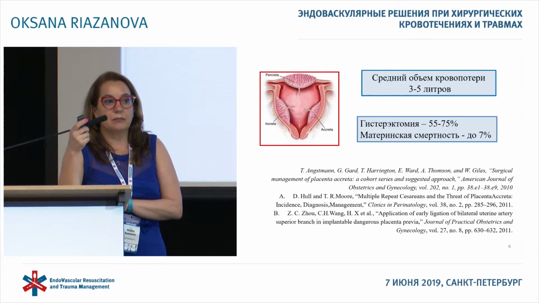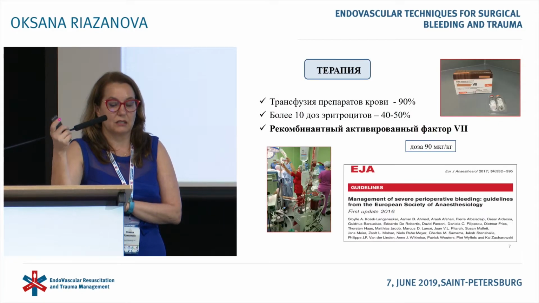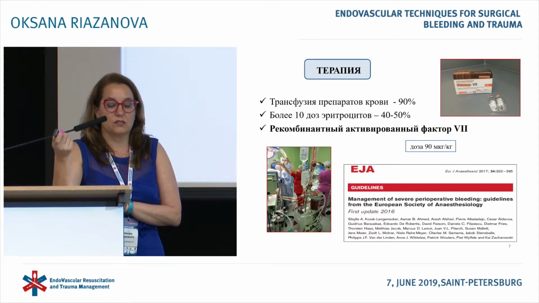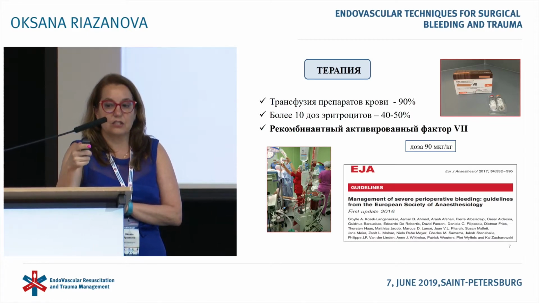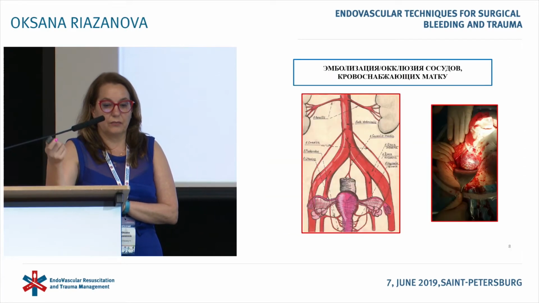And what is the biggest challenge here? During child delivery and pathologies of placenta, there can be a massive hemorrhage, up to 3, 5, and more liters of blood. Very often it ends up in hysterectomy, and in up to 7% of cases it ends in maternal fatality. The therapy we need is massive transfusion, deployment of different coagulants, high doses of erythrocytes, and hemostatic therapy.